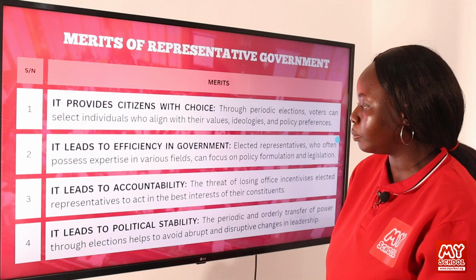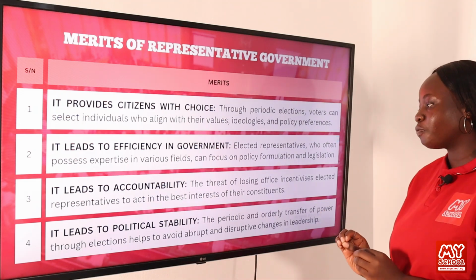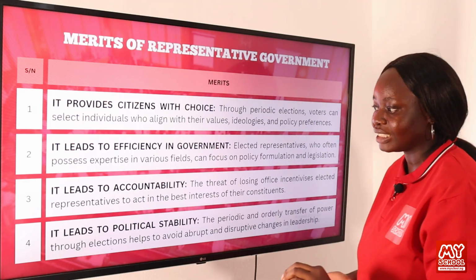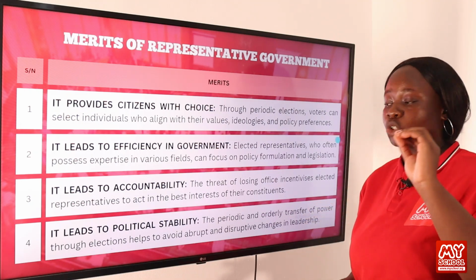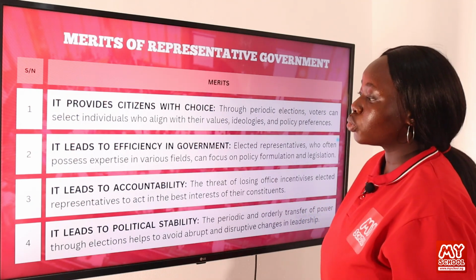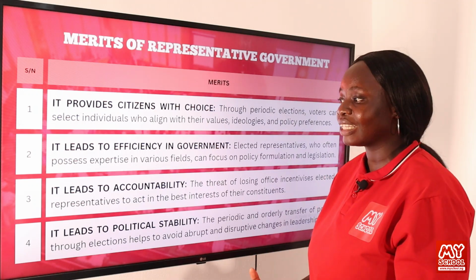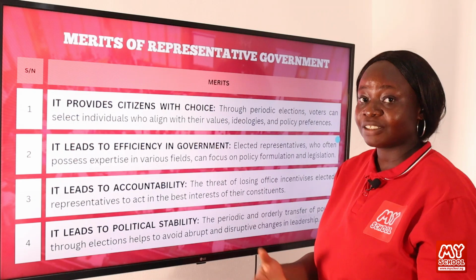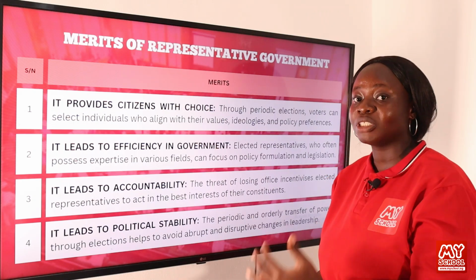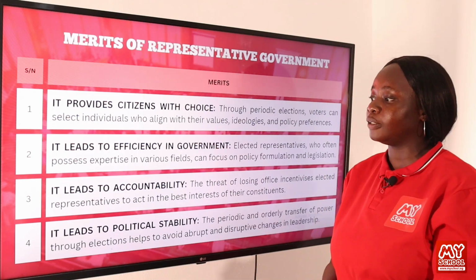It also leads to accountability. So the threat of losing office incentivizes elected representatives to act in the best interest of their constituents. So when they are aware of the fact that they can lose that position of authority at any time, they will be incentivized to do the right thing, to perform their responsibilities adequately.